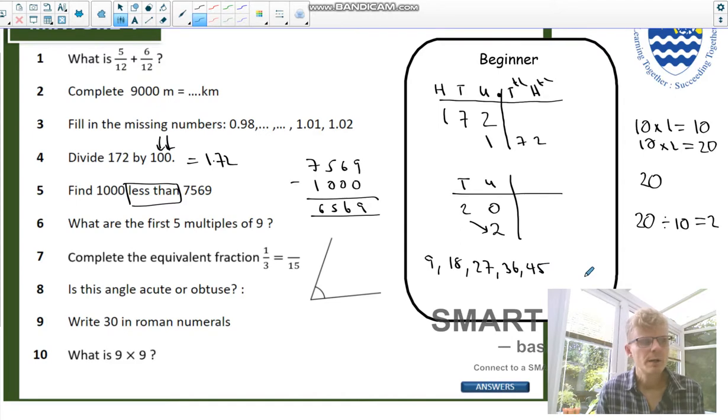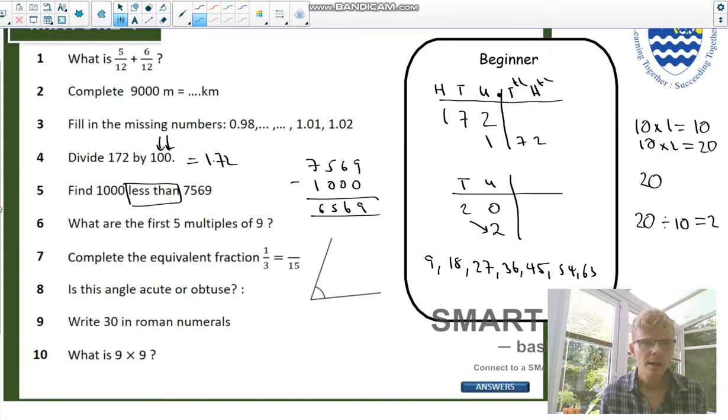A really nice little pattern, which I'm sure your primary teachers pointed out to you. In the 9 times table, we can see that the digit in the units goes down 1 each time, so 9, 8, 7, 6, 5, and the digit in the tens goes up, so it's 0 there if you like, and then 1, 2, 3, 4. So the next number would be 54, and then 63, and so on.